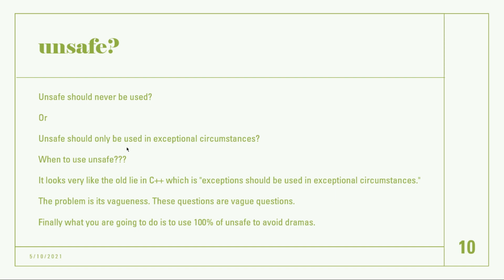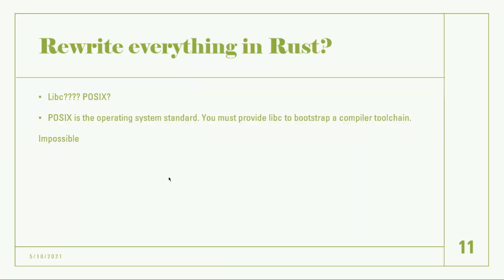Because they are going to come here and pick a grammar place to destroy your project, as the web is doing, right? So the Rust zealots will say, let's just rewrite everything in Rust. I think that's impossible, right? Like libc, like POSIX. Can you rewrite POSIX or write libc? No, you cannot, because POSIX is the operating system standard.